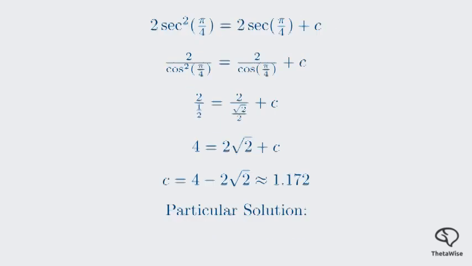The final step is to write down the particular solution by substituting this value of c back into the general solution. The particular solution is y secant squared x equals 2 secant x plus 1.172. And there you have it. You've now seen how to find a unique, particular solution by using initial conditions to determine the value of the integration constant. This is a very common type of exam question.